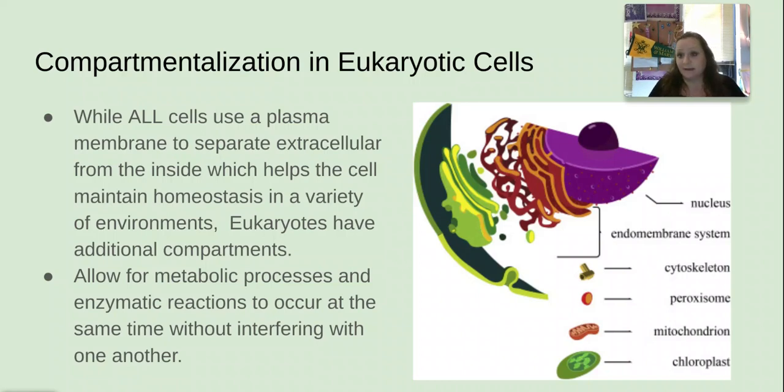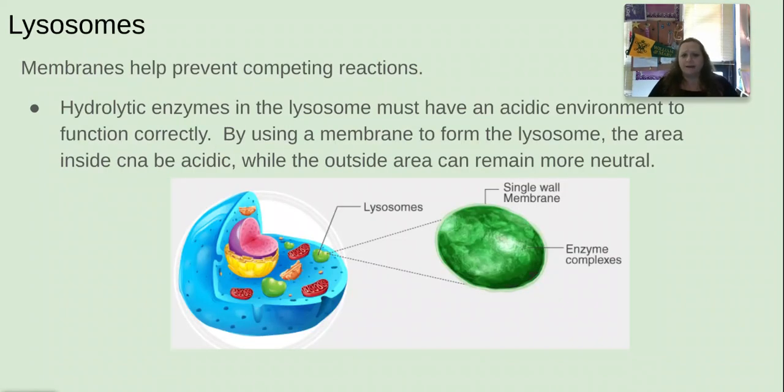Now, all cells have a plasma membrane. This includes prokaryotes like bacteria, and it separates the extracellular from the inner section of the cell. And this allows all cells to maintain some level of homeostasis. They're able to keep that stable internal environment because of this plasma membrane. But the fact that eukaryotic cells can literally have multiple internal environments is an amazing ability, and it's what allows us to have these specialized cells and allows our cells to do these different specialized jobs. These membranes help prevent reactions from interfering with each other, and they help prevent competing reactions.